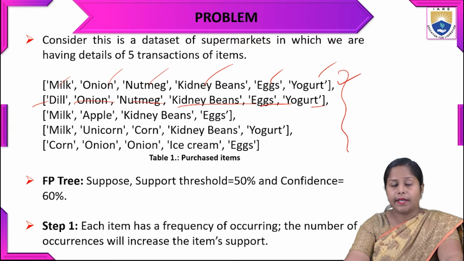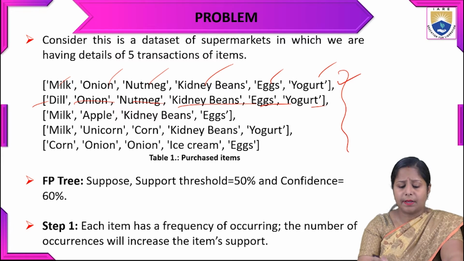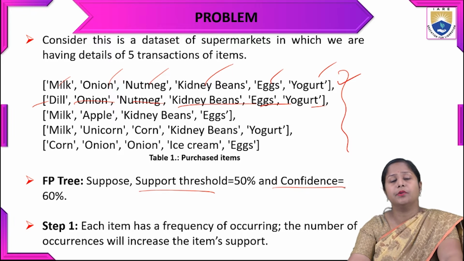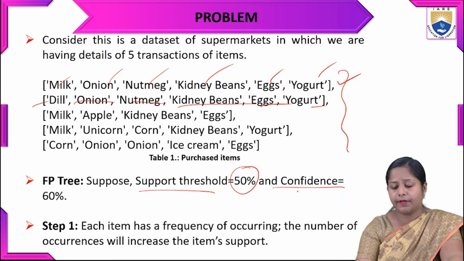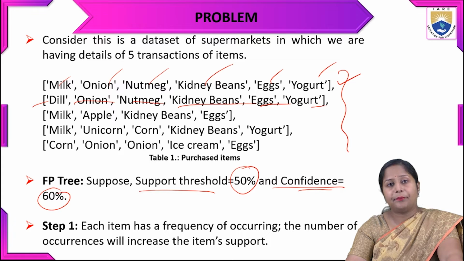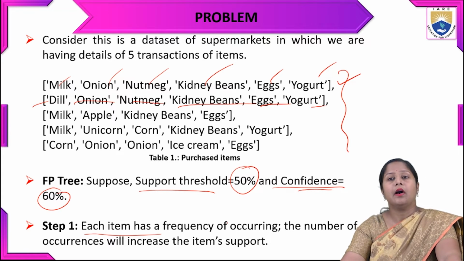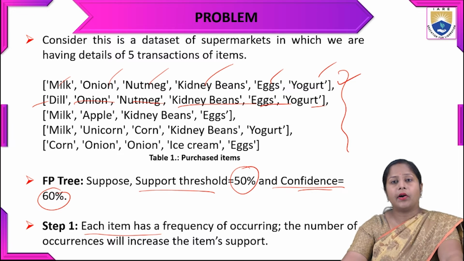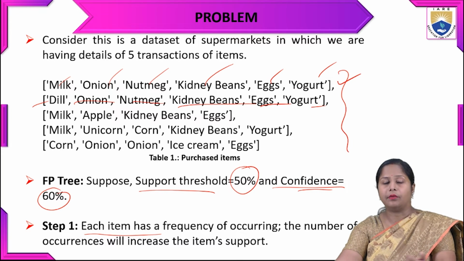So here again, first we can say the foundation step is there. We have to set the support threshold and confidence threshold. So suppose the support threshold is set as 50% and confidence is set as 60% as earlier. So for the FP tree, the first step: each of the items has a frequency of occurring, right? So the number of occurrences will increase the item's support. So that will be increased with the support count.